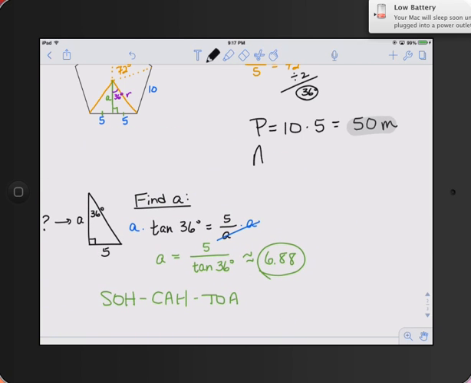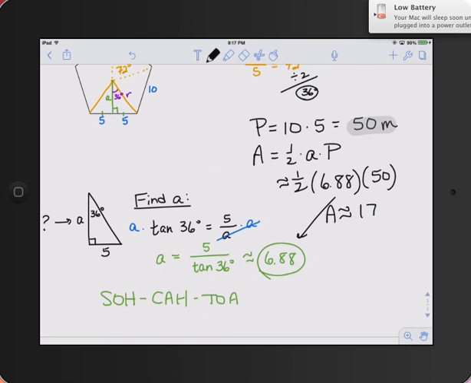Okay, and then area is 1/2 times apothem times perimeter. So that's 1/2. Our apothem is 6.88 that we found down below. Our perimeter we just calculated is 50. That'd be 25 times 6.88. Our area, and this is really an approximation, so our area is approximately 172, if you multiply that out, meters squared.